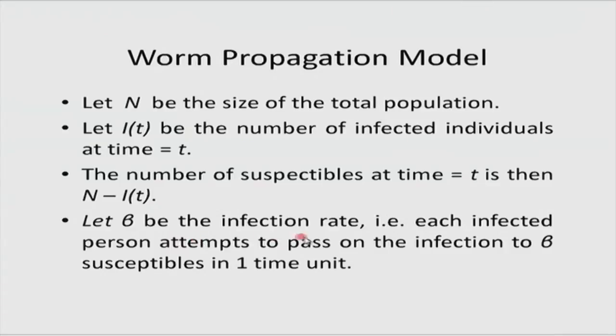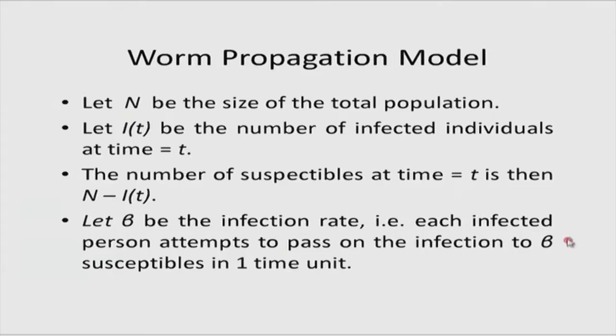Let beta be the infection rate, that is, each infected person, or machine rather, attempts to pass on the infection to beta other susceptibles in one time unit. So that's the definition of the infection rate beta. In one time unit, they will attempt to, I'm not saying they will actually infect, but they will attempt to infect beta other machines in one time unit.